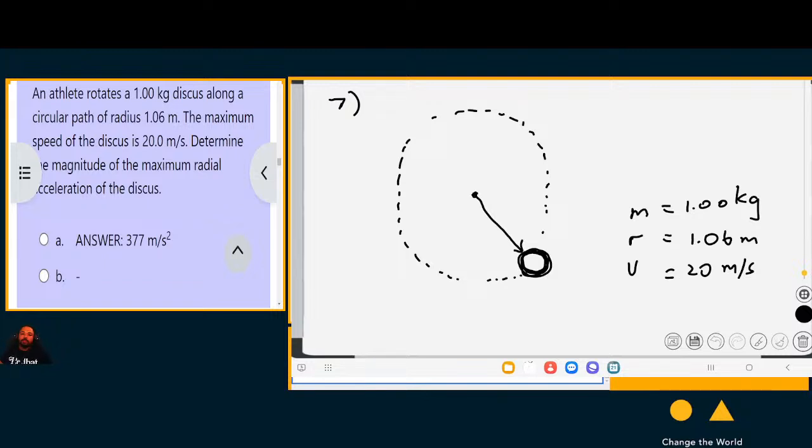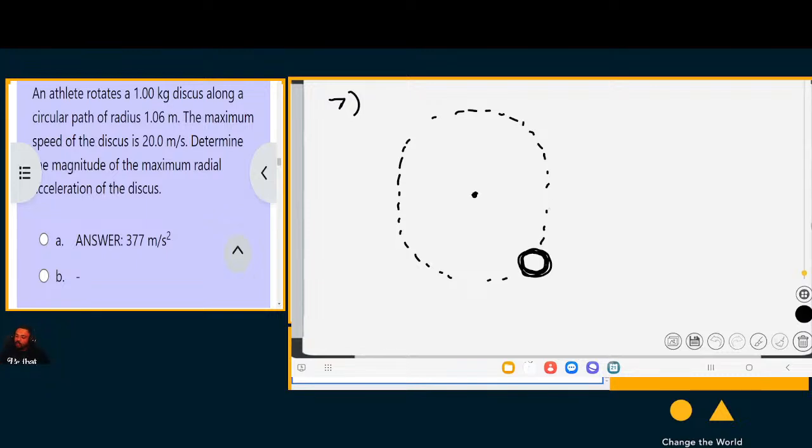They want you to determine the magnitude of the maximum radial acceleration of the discus. Okay, so we have the maximum speed, so we can actually determine the maximum radial acceleration. Let's go ahead and do that. Now, how do we determine acceleration in uniform circular motion? We know that the acceleration is equal to the speed squared over the radius. That is the formula that you should all know for uniform circular motion.